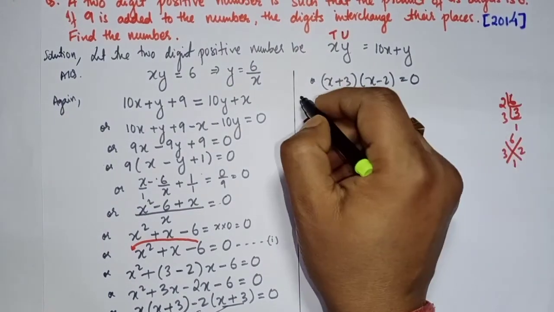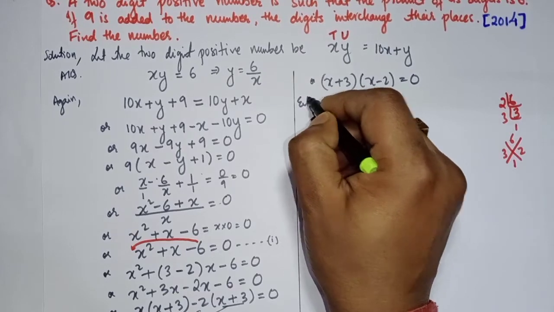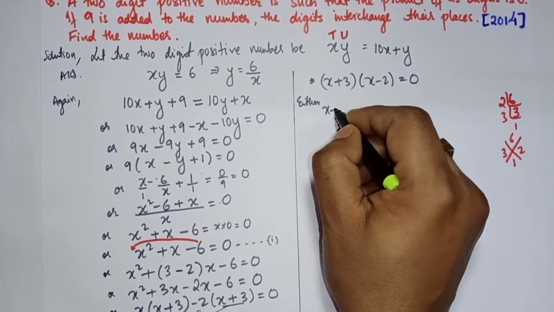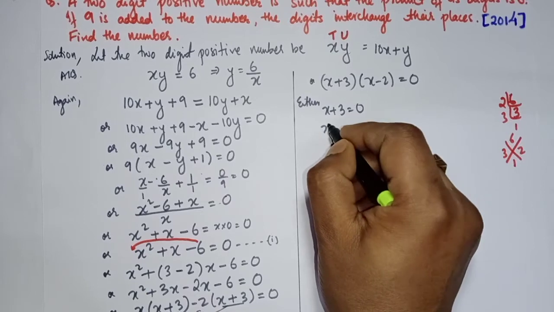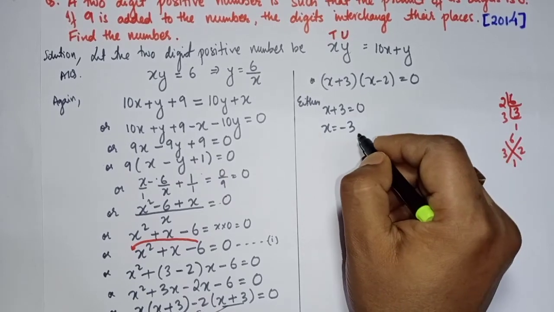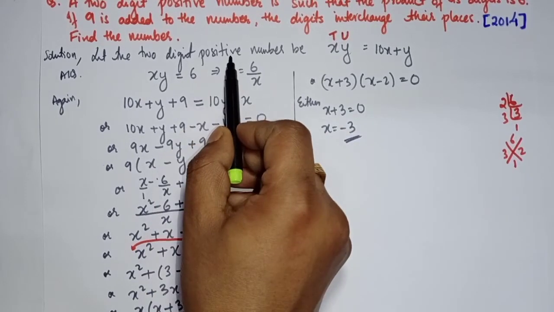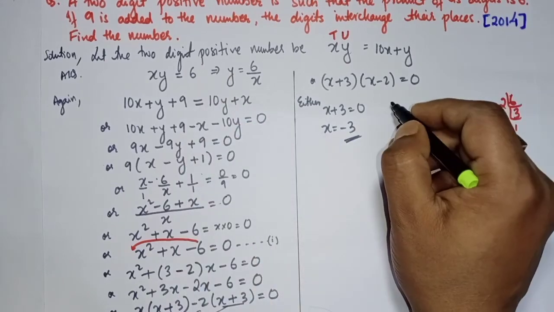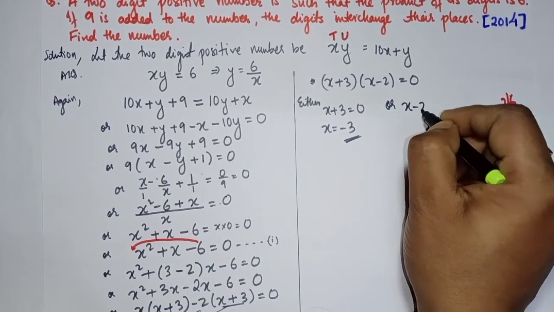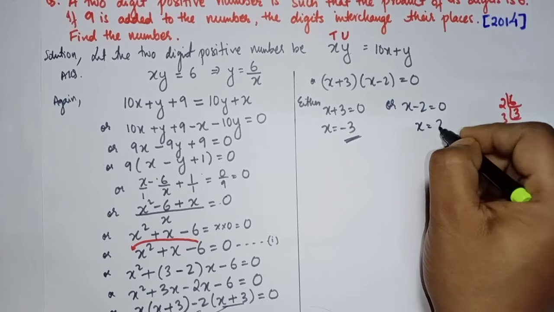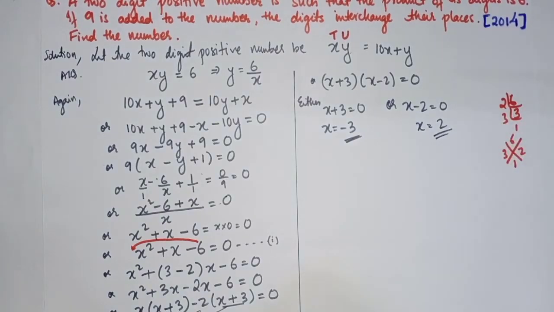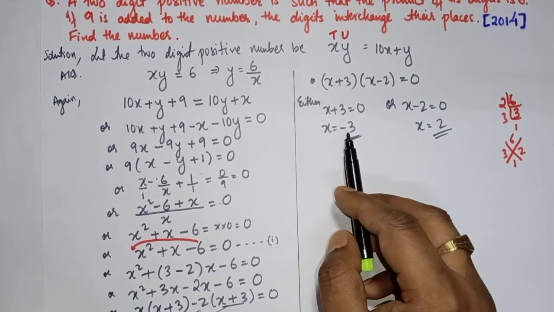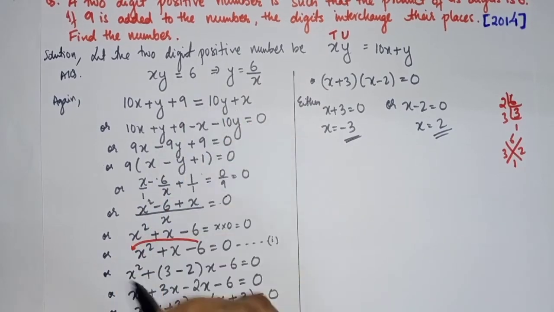Now I have to do either or. Either x plus 3 is equal to 0, that means x equals minus 3, which is impossible. Why? Because it's a positive number, so I can take this. Or x minus 2 is equal to 0, that means x equals 2. Yes, this I can take because we have to find a positive number; the negative one cannot be taken.